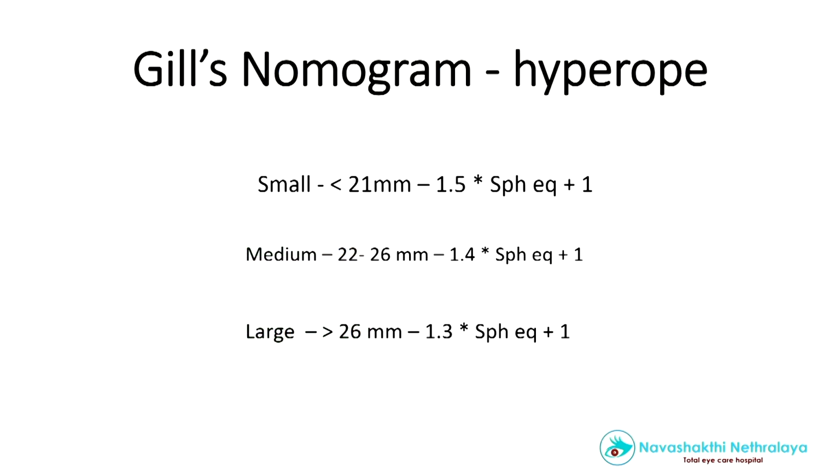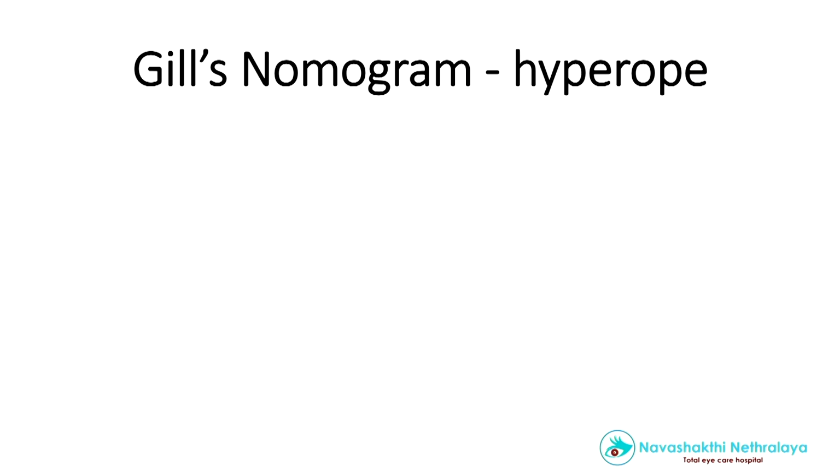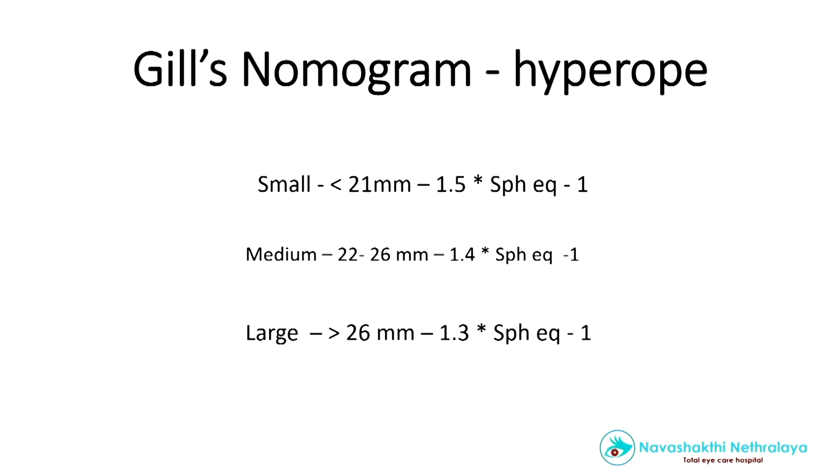If nothing is available, then you have the Gill's nomogram. Remember these three numbers: 21, 22 to 26, and about 26. Below 21, if you are adding a piggyback lens, remember this formula: 1.5 times the spherical equivalent. For medium-sized eyes, it would be 1.4, and for a large eye, it would be 1.3. Now, in case the error is a plus power, if it is a hyperope, you have to add +1. Sorry, that's a spelling mistake, there should have been a myope here. If it's a myope, then -1 from this. This is the way to calculate.